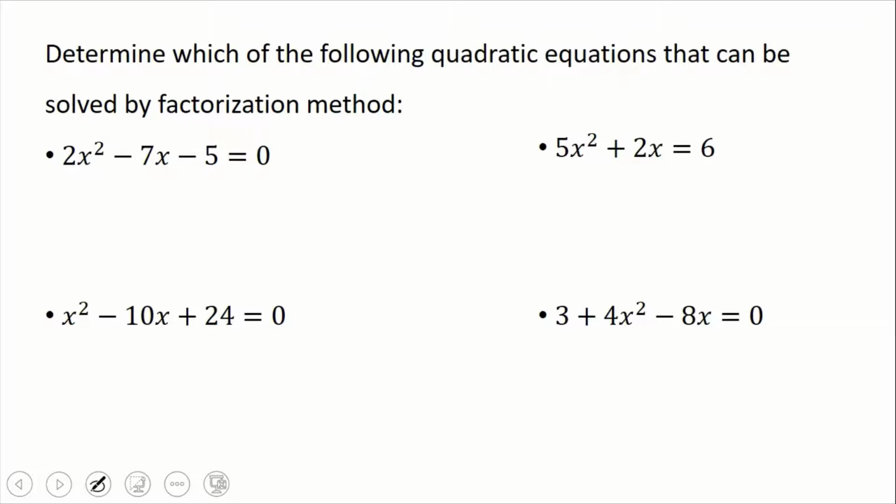Can we actually solve this equation by factorization method? To answer this question, we have to solve for the discriminant. Don't forget the formula for discriminant is D equal to b squared minus 4ac. Starting with the first equation, we have to write out the parameters, the value of a. Compare this equation with the general quadratic equation: ax squared plus bx plus c equals 0.